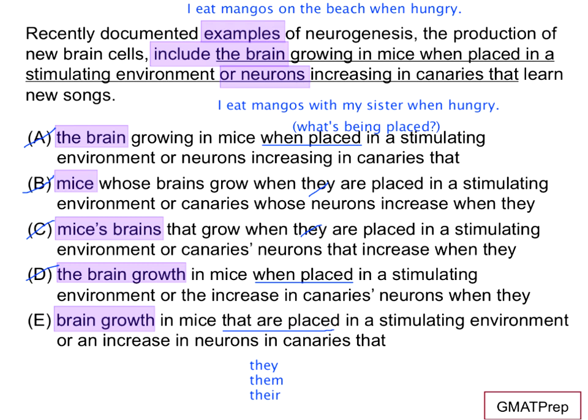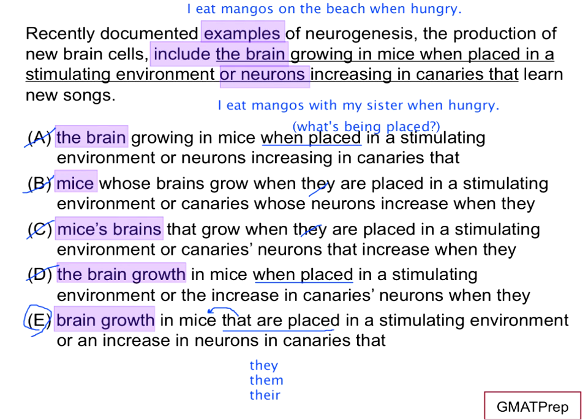Good, okay, so we did want to talk about the mice all along, right? It was just that the earlier ones were problematic because they weren't clearly referring to the mice. So the word that, placed right after a noun, is referring to that noun, mice, but not just any mice, specifically mice that are placed in a stimulating environment. Okay, yay. So that gets us down to the correct answer, which is indeed E on this one.